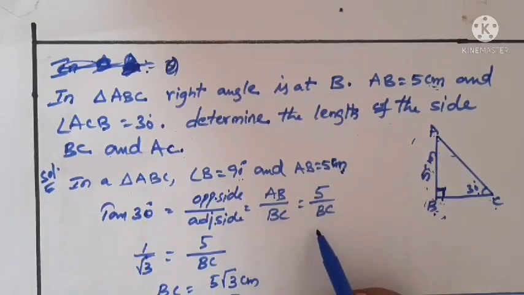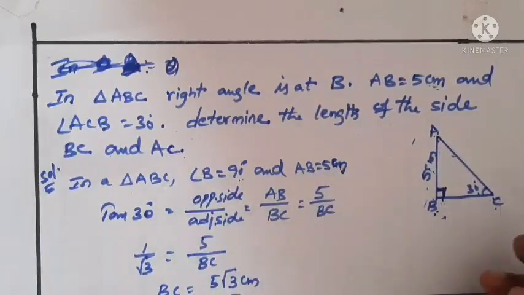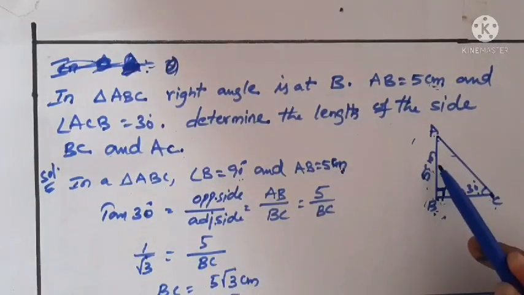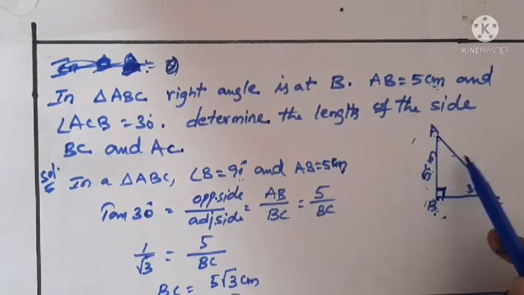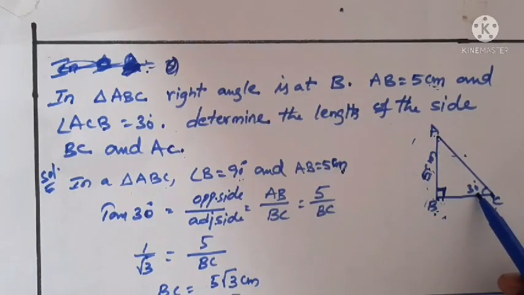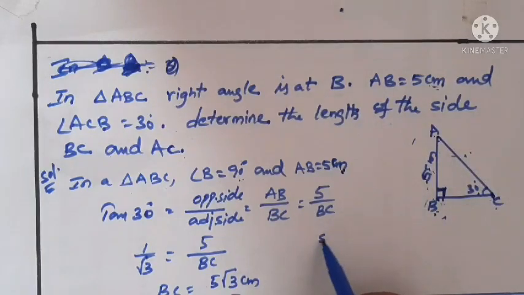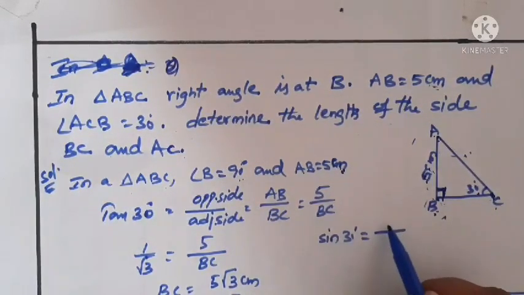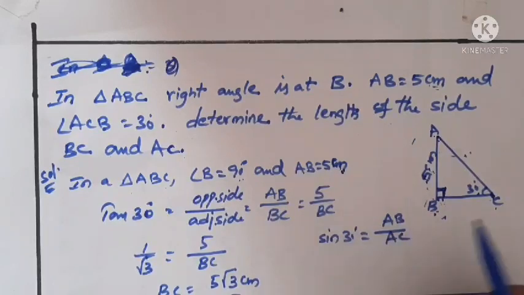And now next, you have to find out AC. So see here, what is the ratio related to these two sides? Opposite side and hypotenuse, with respect to the angle 30 degrees. Sine is the ratio relative to the opposite side and hypotenuse. So we have to take the sine value: sine 30 degrees equals AB by AC. What is the sine 30 value?